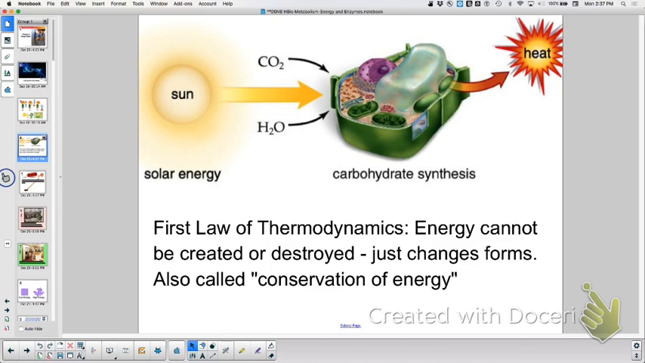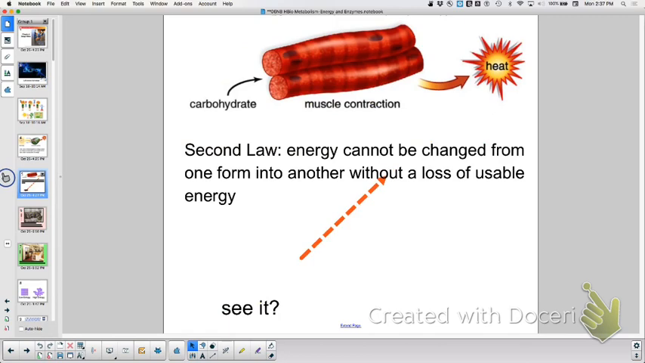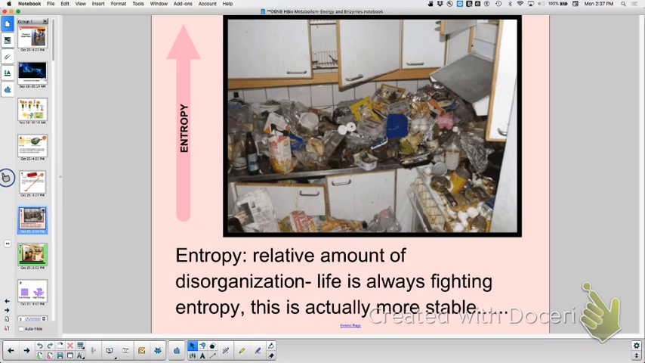And then the second law says every time you convert or transform that energy, you lose some as heat. Perfect. We then introduced the idea of entropy. And entropy is the amount of what? Disorder. And the reason why we need ATP, which is the reason why we need food and oxygen, is so that we can try to fight against disorder.